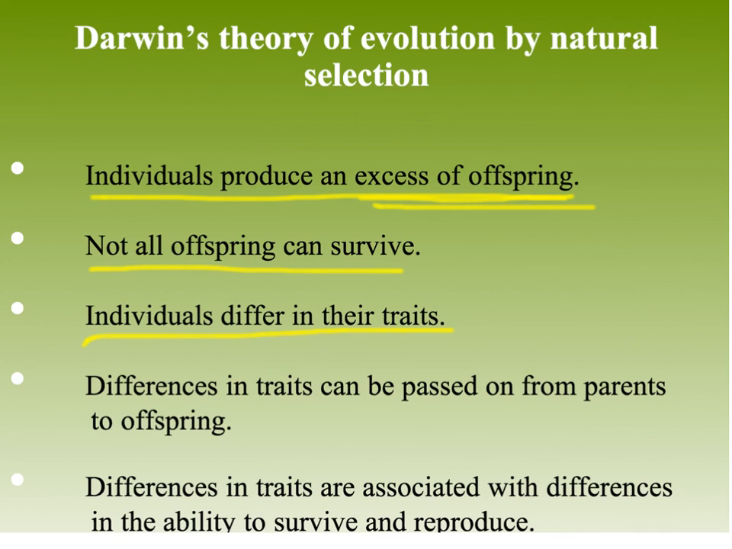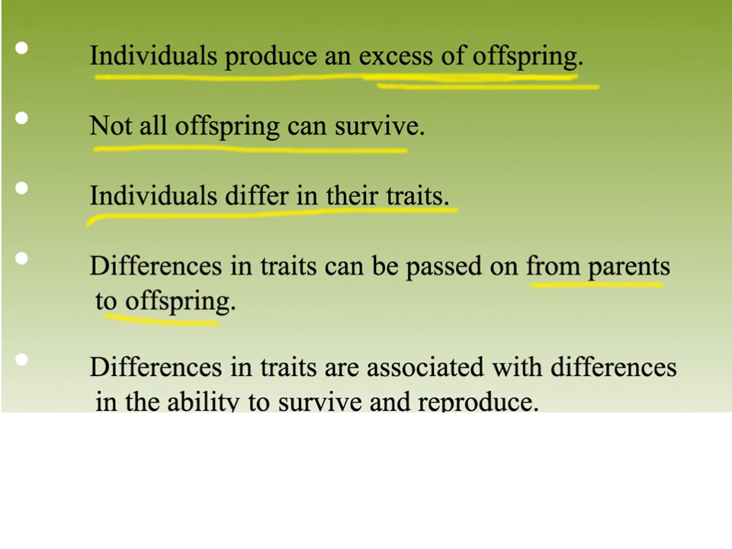Second, individuals within that offspring differ in their traits, just like you look different than your brother or sister. Individuals differ in a whole number of traits. Third, differences in traits can be passed on from parents to offspring, so you get your traits from your parents. And the last, which is the most important: differences in traits are associated with differences in the ability to survive and reproduce.